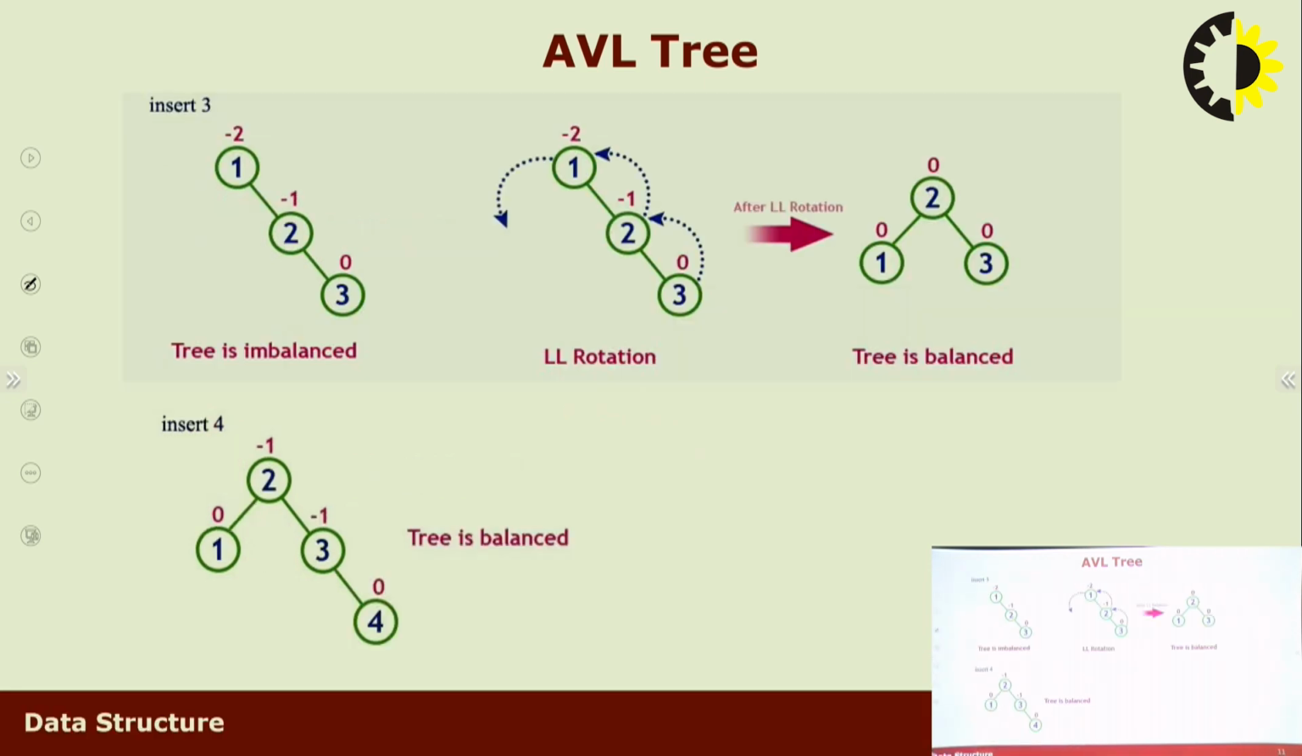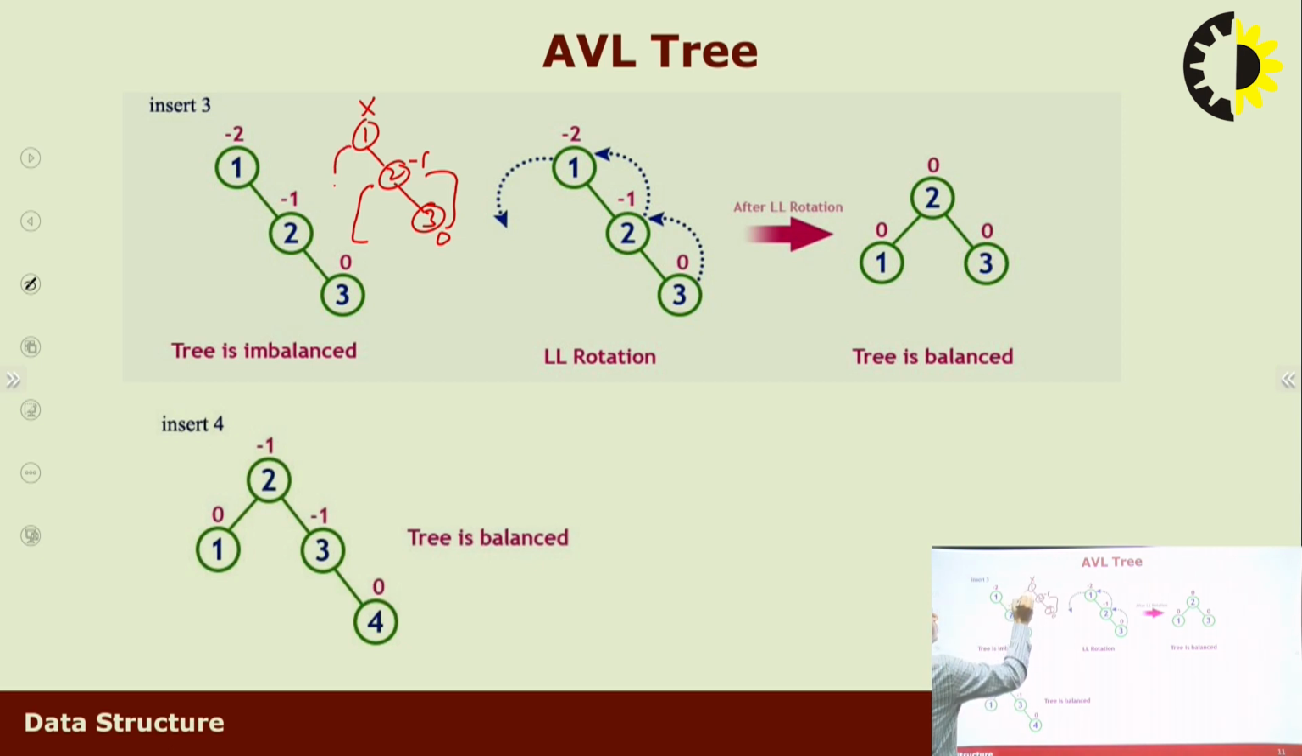After that, we have to insert 3. Already we have inserted 1, then 2. Then according to the binary search property, 3 will be the right child of 2. After inserting 3, the tree will be unbalanced at node number 1. How can we say? We can again calculate the balancing factor. The balancing factor of 3 is 0. For 2, height of left subtree is 0 and height of right subtree is 1, so 0 minus 1 is minus 1.